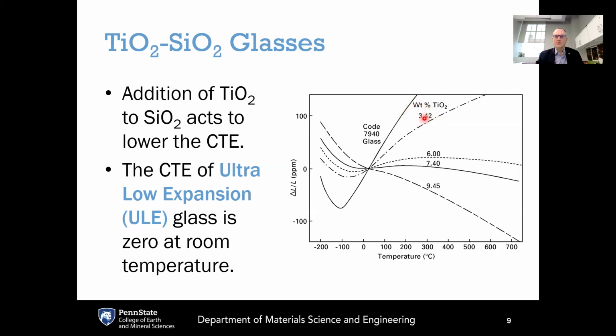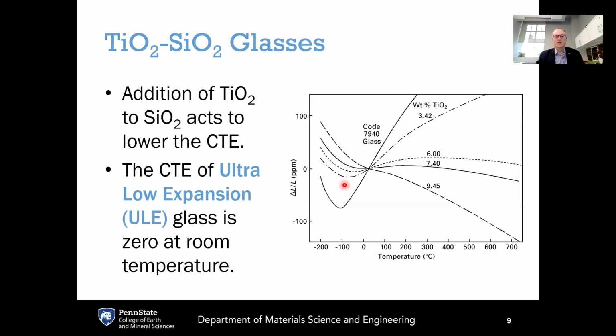So adding 3.42 weight% of titania, this brings the CTE downward. If you add 6 weight% of titania, it comes down even more. And if you add 7.4 weight% of titania, you get not only a zero slope here, indicating a zero CTE around room temperature, but also a zero slope of the CTE curve. And so that particular composition, plus or minus a little bit in weight% of titania, is what's called ultra low expansion or ULE glass. ULE glass is used throughout the lithography industry because the material needs to be able to heat up without changing its dimensions.